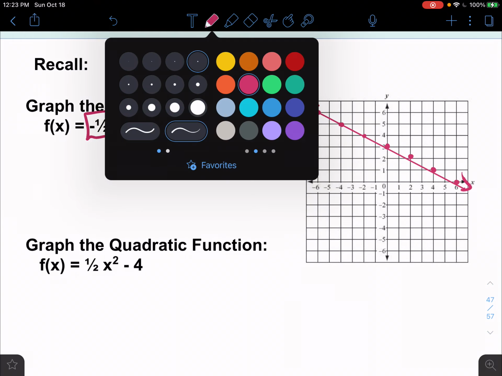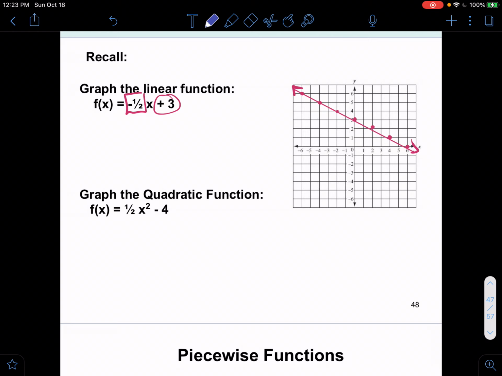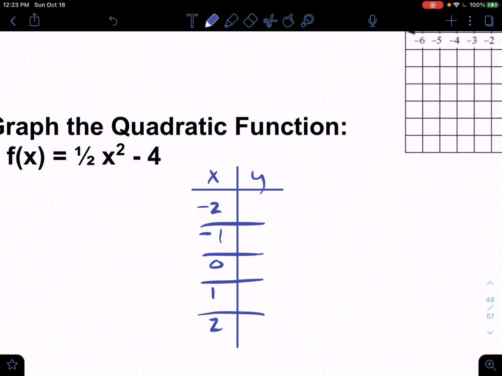Now, to graph a quadratic function, it looks a little bit different. So first off, you can make a table of values. Let's actually make a table of values. That might be the easiest way to think about this. So making a table of values, x and y, we would have negative 2, negative 1, 0, 1, 2. If we plug in negative 2, squared would be a positive 4. Half of 4 would be just 2, and 2 take away 4 would leave us with a negative 2.